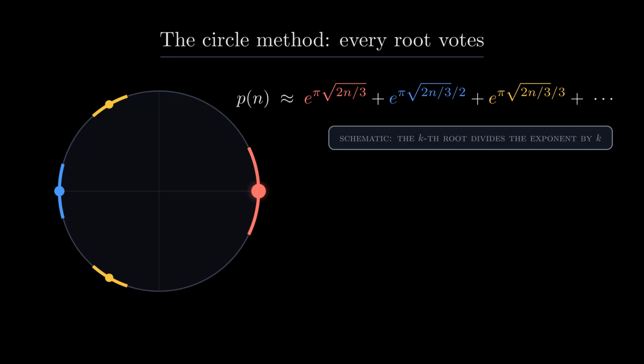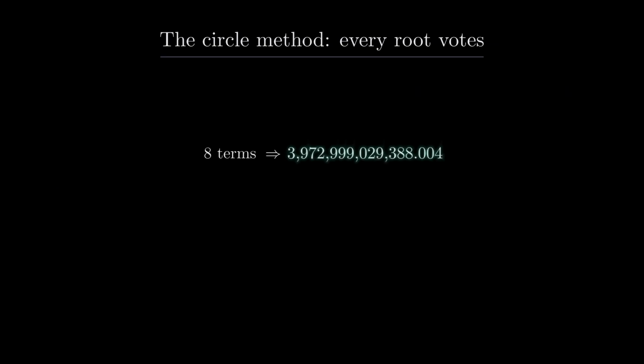Hardy and Ramanujan tested it on a giant. For n equals 200, McMahon had counted the partitions by hand. Nearly 4 trillion. Their series with just 8 terms gave 3.97 trillion, and then this, a number ending in 0.004. Round it to the nearest whole number, and you land exactly to the digit on McMahon's count. A formula from contour integrals and saddle points, nailing a combinatorial answer dead on.